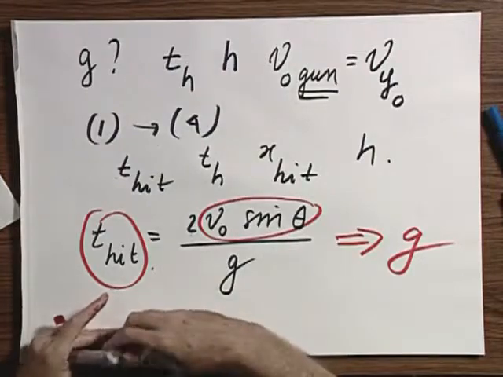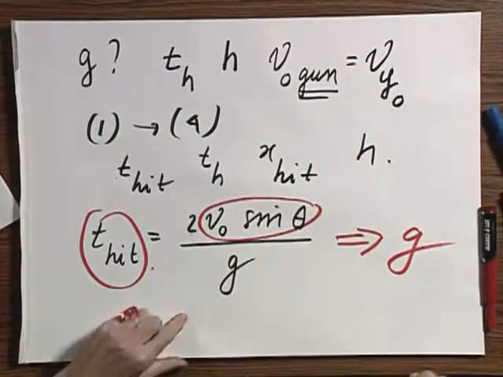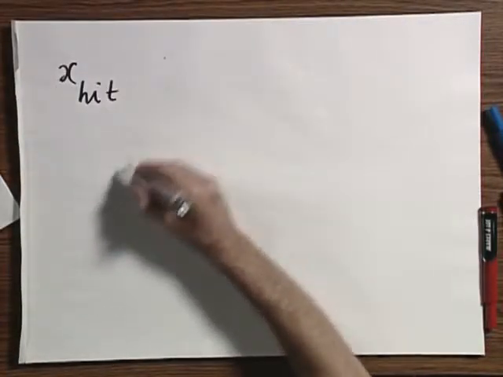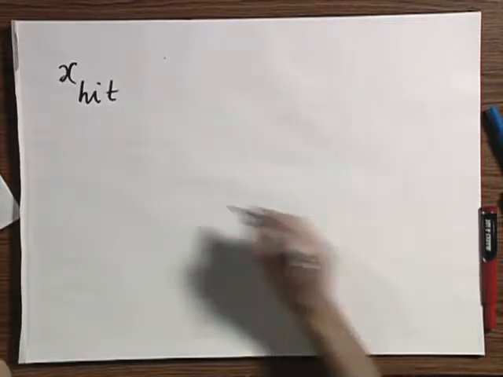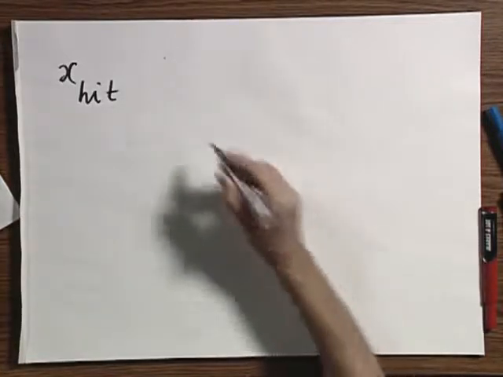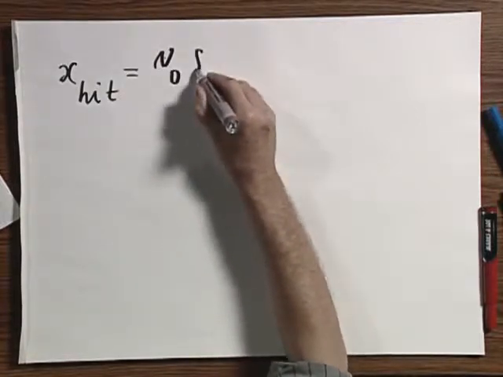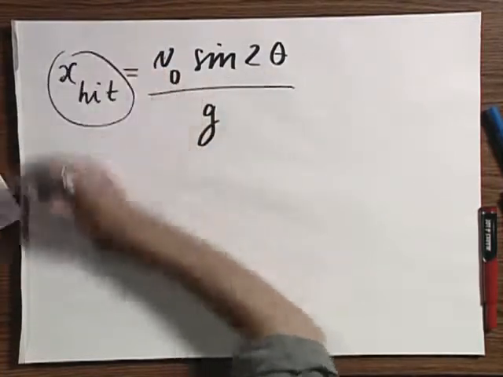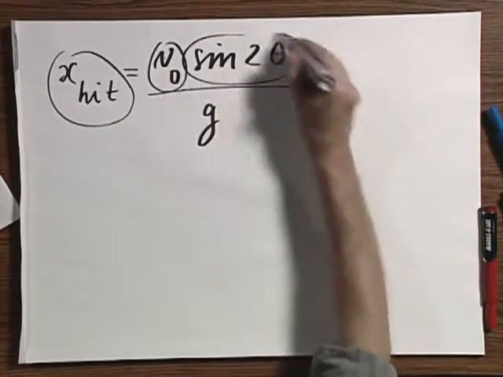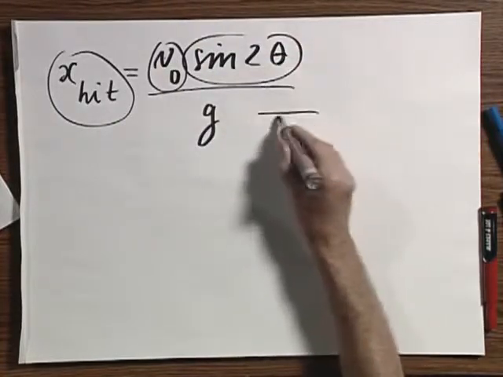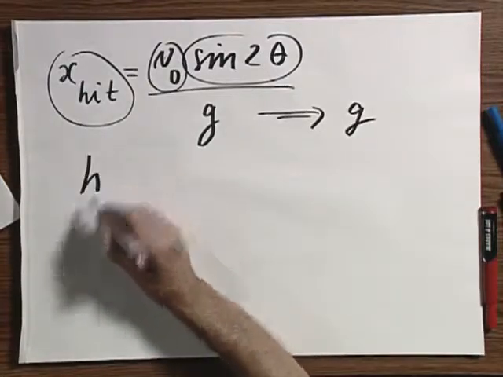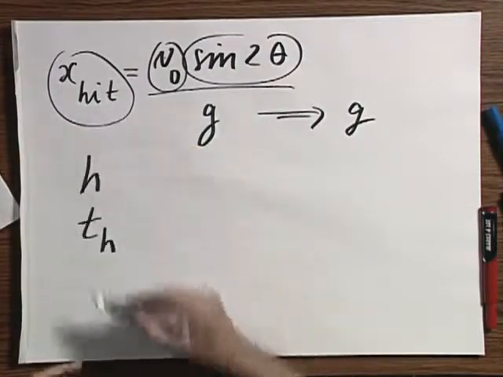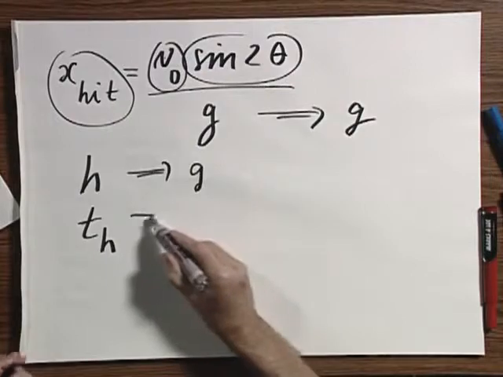You do not have to take t hit. You can also, for instance, take x hit. You can calculate what the distance is that the ball moves from the moment it's shot up to the moment it hits the car again. That equals v0 times the sine of 2 theta divided by g. You measure this distance to the best you can. You measure v0 and you have measured theta, so you know what the sine of 2 theta is. Out pops g. If you prefer to measure h, or if you prefer to measure t of h using your strobes, then again, in each one of these cases, you will be able to find g.